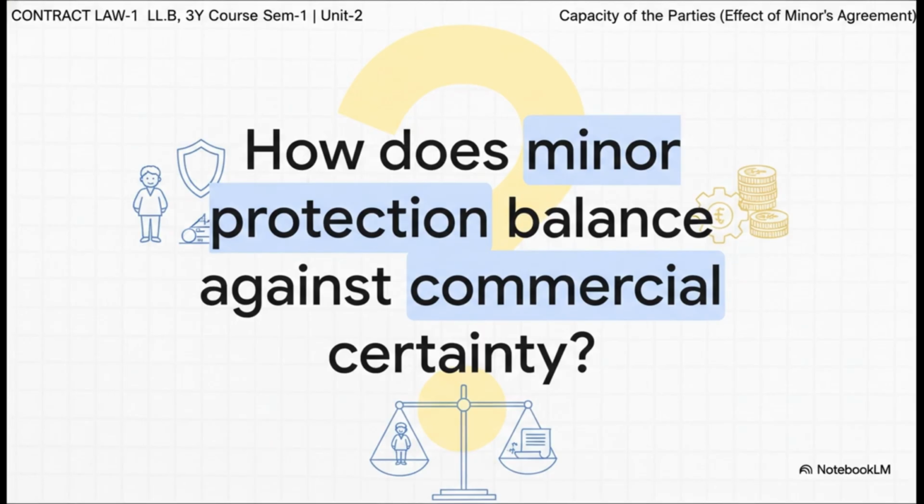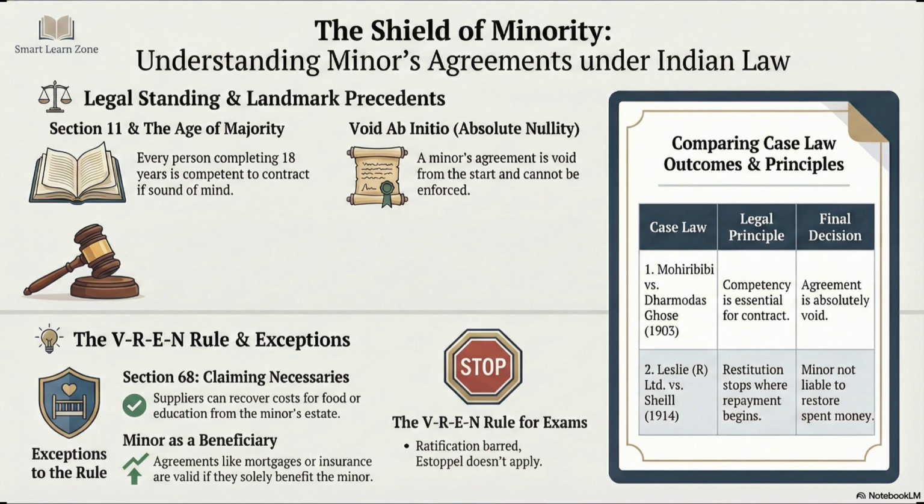We conclude with a thought for your deeper reflection. How does the absolute protection granted to minors balance against the principles of commercial certainty and the potential for injustice to adults who transact in good faith? I encourage further reading on equitable remedies and the evolution of the doctrine of restitution in minors' contracts.